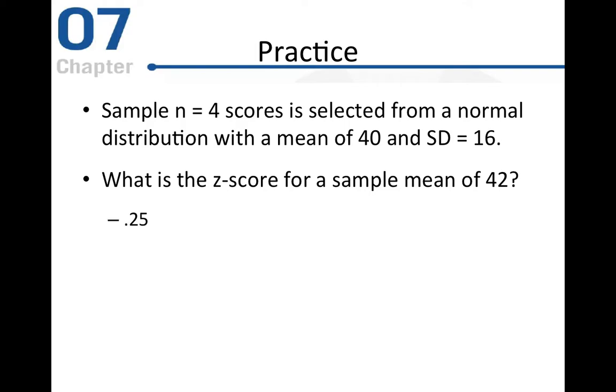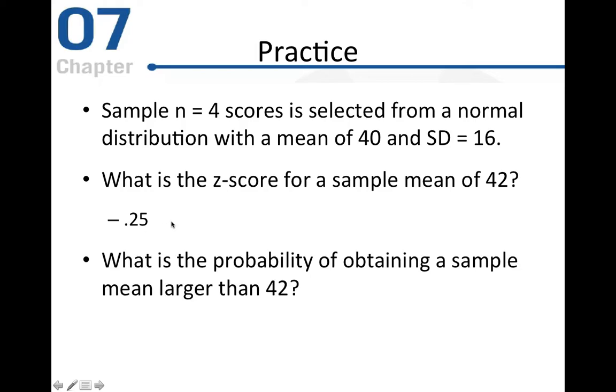And what do you get? It's not negative, but it's 0.25. So what is the probability of obtaining a sample mean? You have to remember these things when taking this test, because sometimes it'll say score, other times it's going to say mean. And if you hear or see sample mean, then you know you're working with standard error. That's the thing that's going to change. So of a sample mean larger than 42.